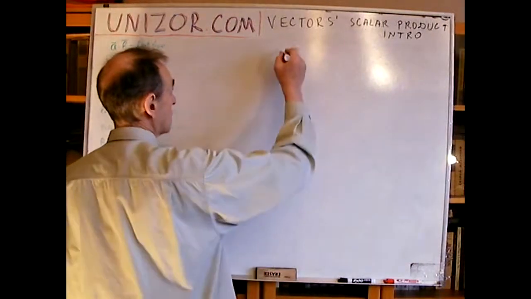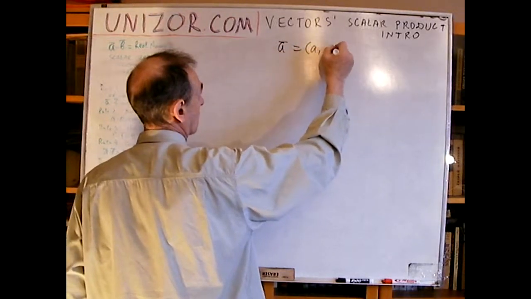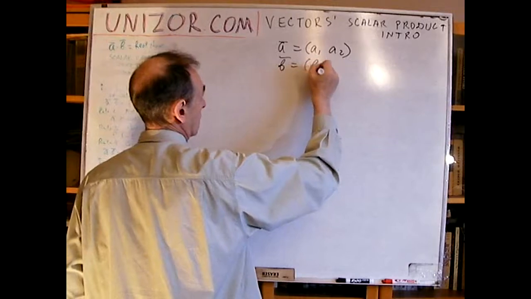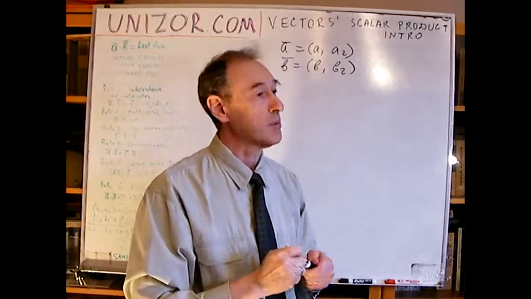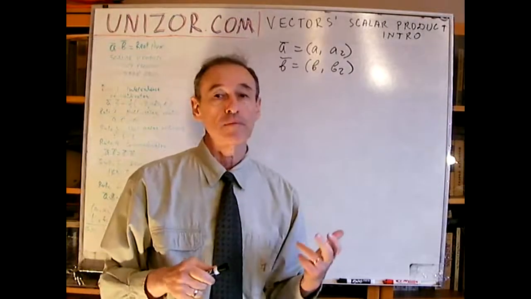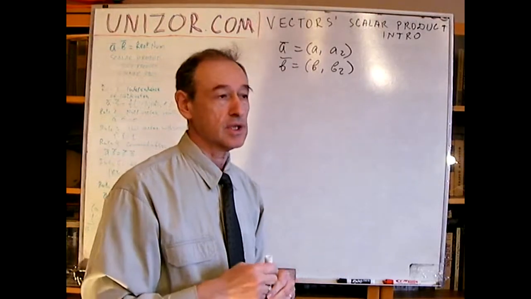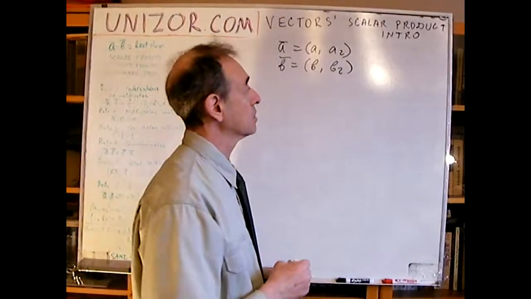So let's say we have two vectors. In their coordinate representation, in their tuple representation, okay? Now, I have chosen two-dimensional case. Later on, I will explain the three-dimensional, it's exactly the same. So it's just easier to manipulate this two-dimensional case.